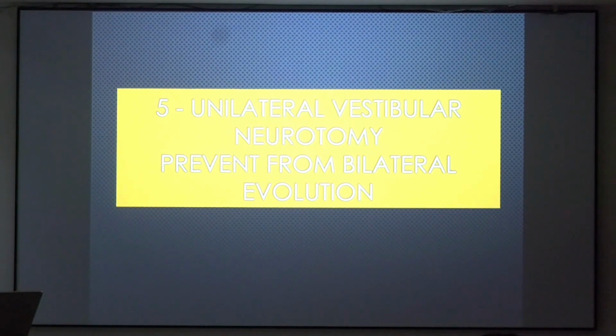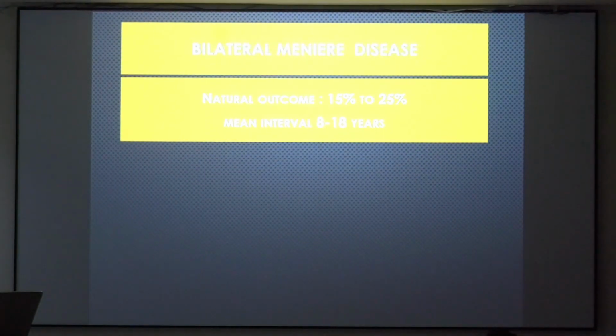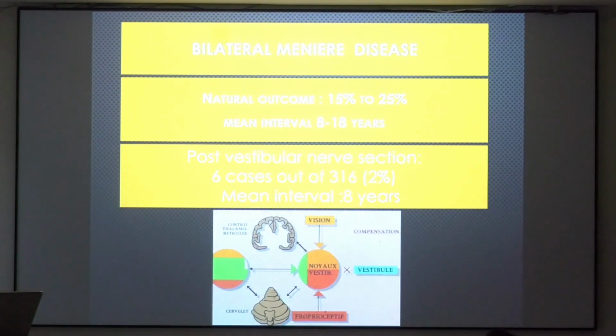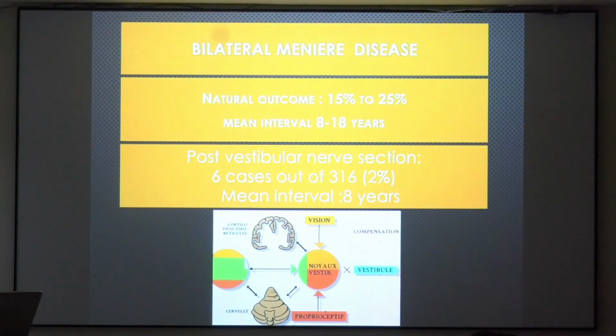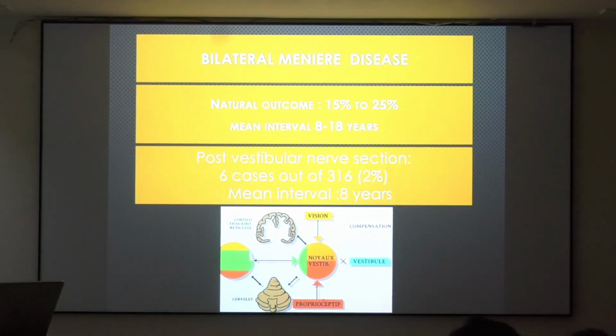So the incidence of bilateral disease, the normal natural outcome, is 15 to 25%, and in their cases it was only 2%. How it is happening, again, we don't know, because we don't know so many things about Meniere's disease, but the hypothesis is that the vestibular nucleus, after compensation, changes in such a way that it prevents this. It is mainly at the vestibular nucleus level and not at the level of hydrops, because that is where it is acting.